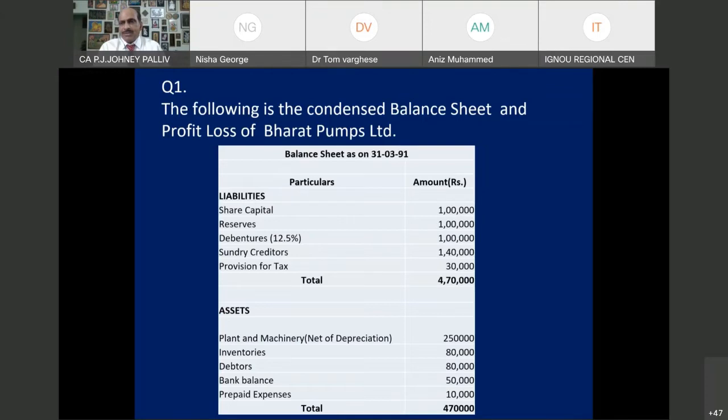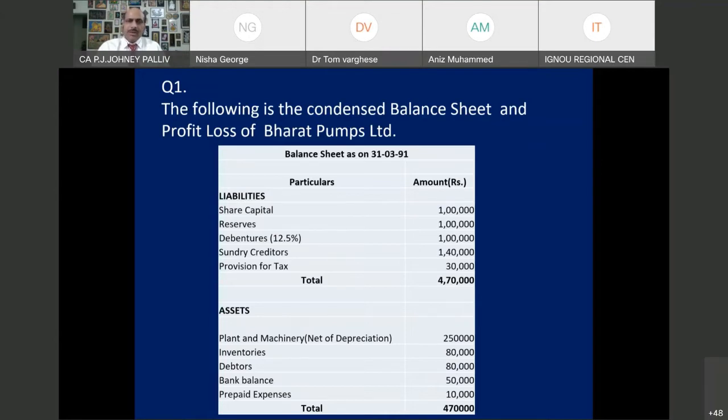Prepaid expense, that means expenses paid in advance, can be realized within a year. In this example, plant and machinery is a long-term asset. Inventory, debtors, bank balance and prepaid expenses are current assets or short-term assets. Short-term assets are called current assets. Long-term assets are called fixed assets. Short-term liabilities are called current liabilities. Long-term liabilities are called long-term borrowings or long-term funds.